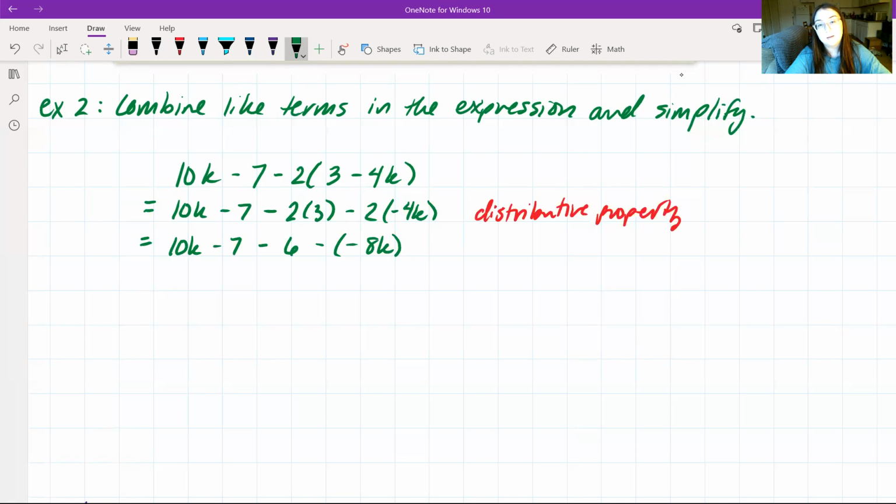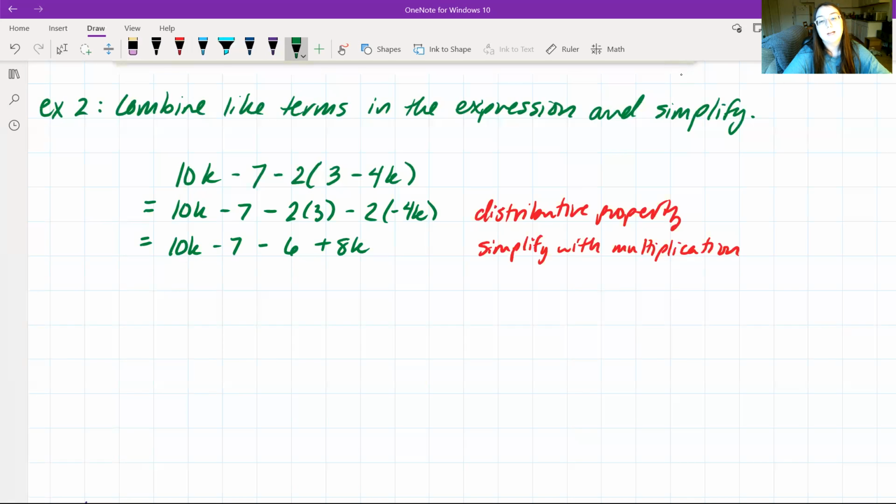Which, since we have a double negative, this will turn into plus 8k. So all we did here was simplify with multiplication. So now we want to combine our like terms.